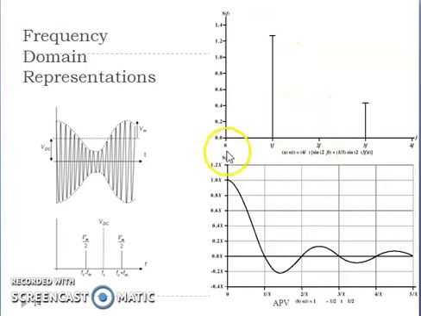For 2f, there is no amplitude, that means the 2 kilohertz sine wave component is not there, but the 3 kilohertz component is there with an amplitude of 0.4. Again, there is no 4 kilohertz component. So this is the frequency domain representation. I hope you got the idea.